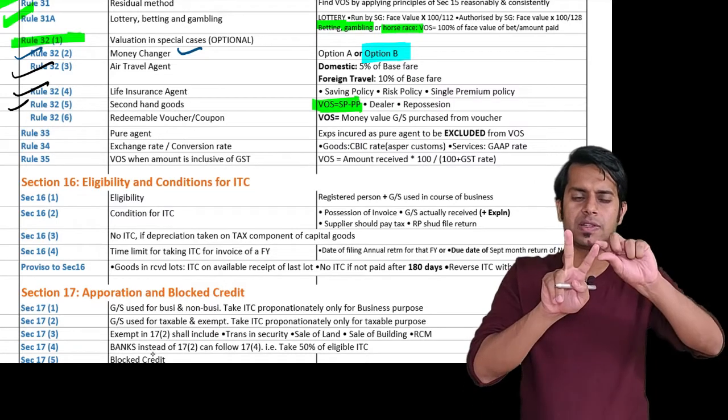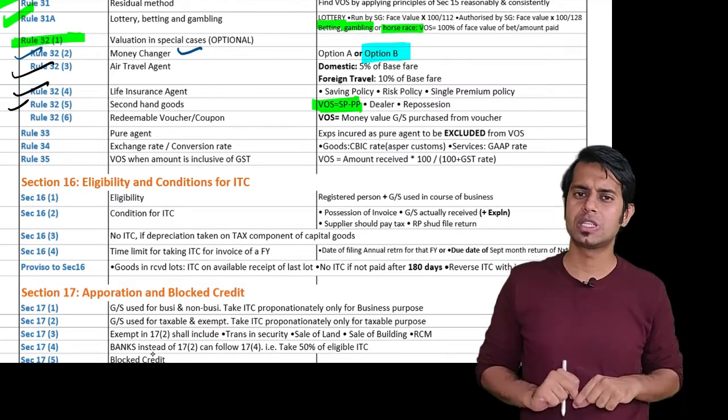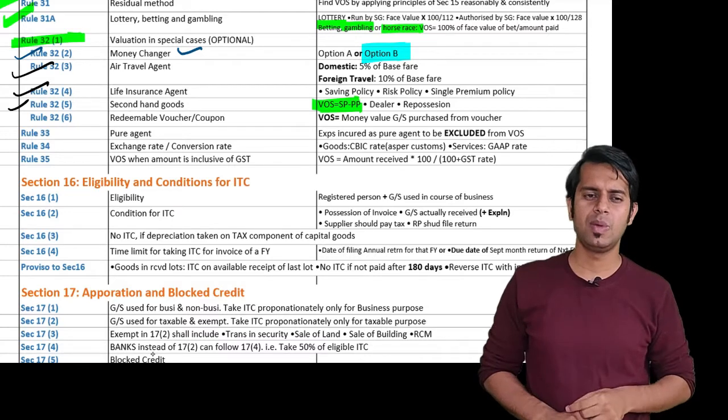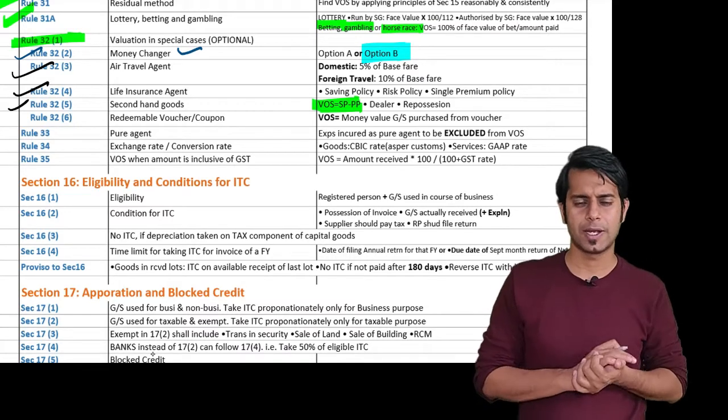Two conditions should be satisfied. No ITC should be taken. Goods should be supplied as such. Then only value of supply will be what? Selling price minus purchase price.